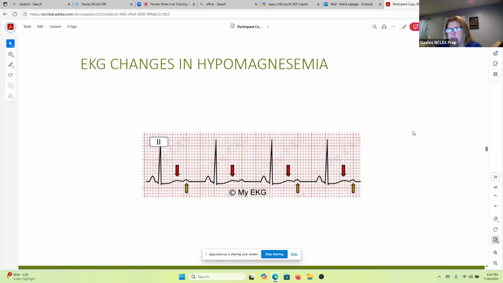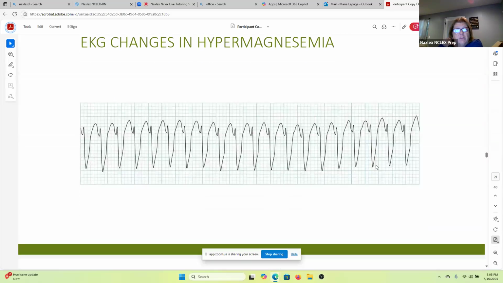In our EKG changes with hypomagnesemia, we see a depression of that ST segment. So right here is where you're going to see that depressed ST segment, and the amplitude is going to be more so on that baseline. So it's going to be on that isoelectric line as well. We also see the torsades de pointes and ventricular tachycardia with hypermagnesemia. And again, you see how these waves are pointed here at the bottom.